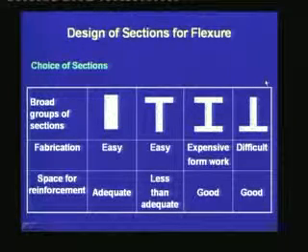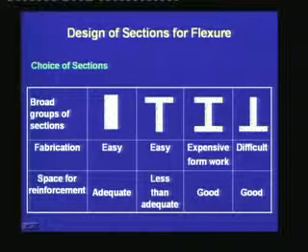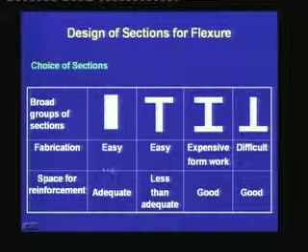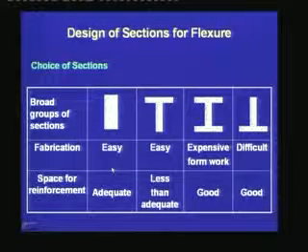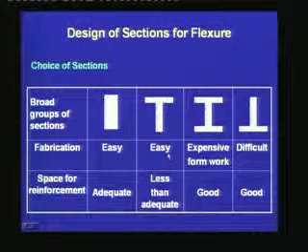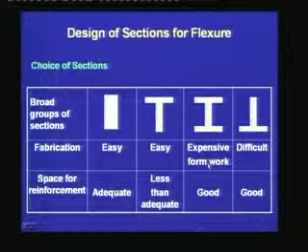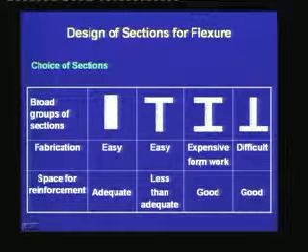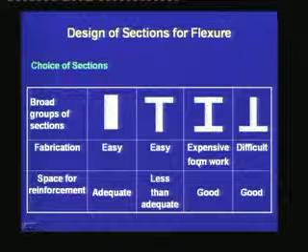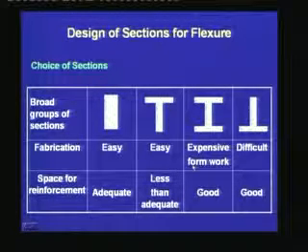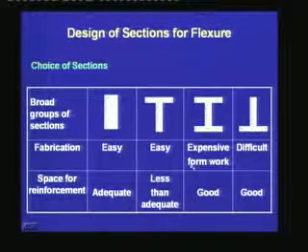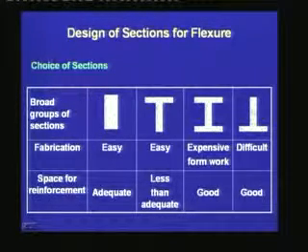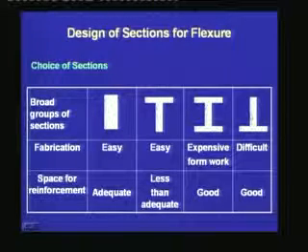Now let us study some of the aspects of these different types of sections. The fabrication is easy for a rectangular section, it is easy for even a T section, but it can be quite expensive for an I section, because if we want to cast different sizes of section in a project, then the variation of formwork is also quite expensive. The fabrication for the inverted T section can be difficult in certain locations.